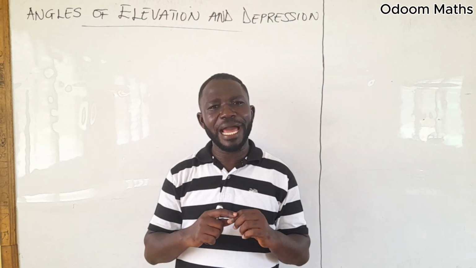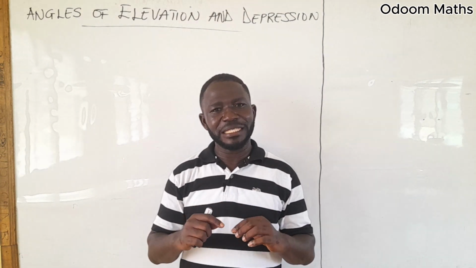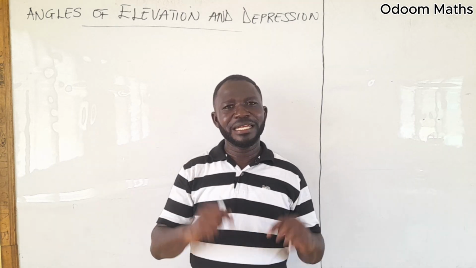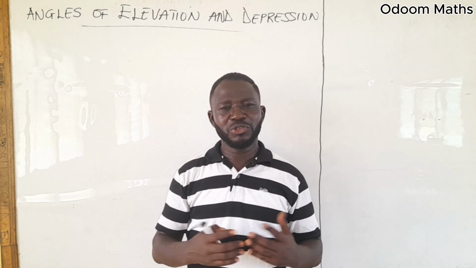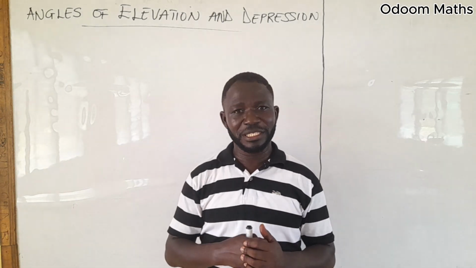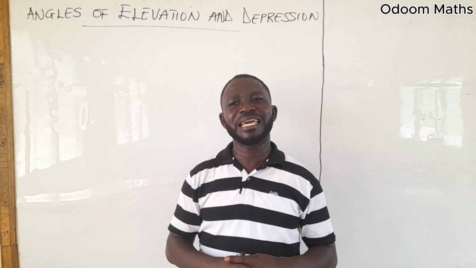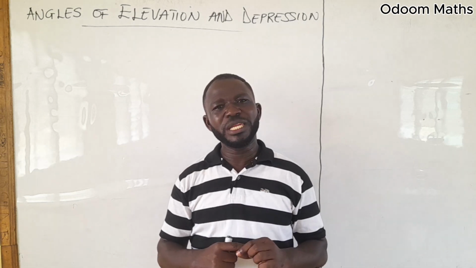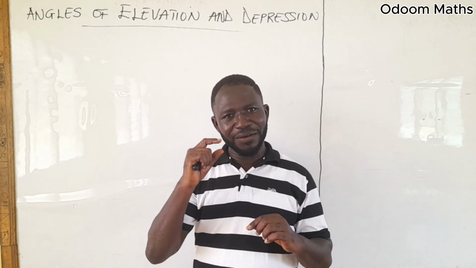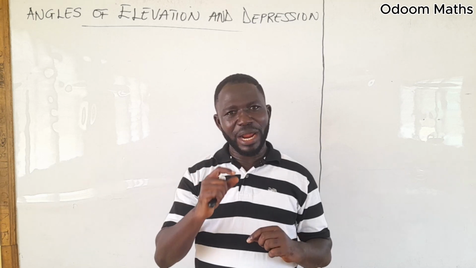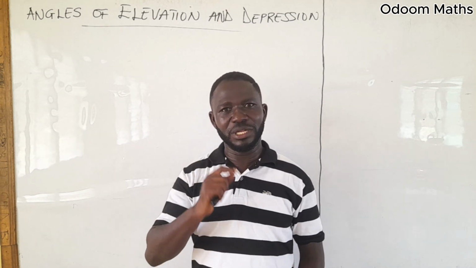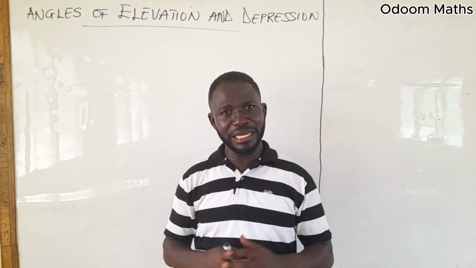horizontal line to the eye and the line of sight. So the angle below the horizontal line to the eye level, that is the angle of depression. When you talk of angle of depression, it is the angle formed between the line of sight and the horizontal line to the eye level. And this time the angle should be below the horizontal line to the eye level. Okay, now let's look at an illustration.